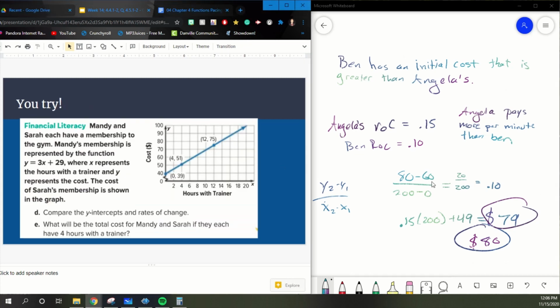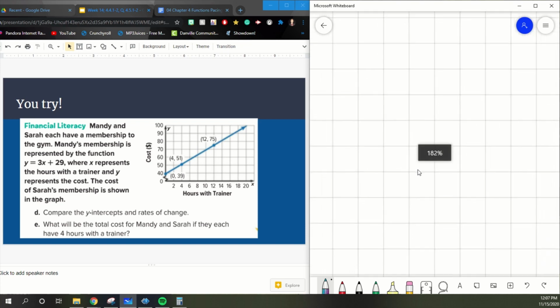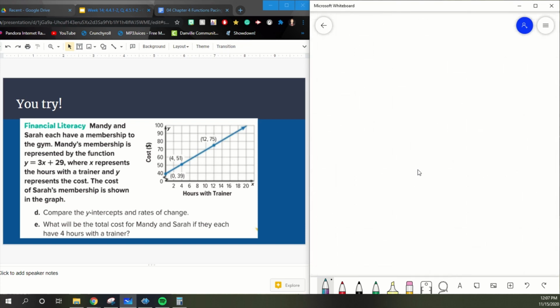So why don't you try this example, and then we'll go ahead and go over it. Mandy and Sarah each have a membership to the gym. Mandy's membership is represented by the function y equals 3x plus 29, where x represents the hours with the trainer and y represents the cost. The cost of Sarah's membership is shown in the graph. Compare the y-intercepts and rates of change. What will the total cost be for Mandy and Sarah if they each have 4 hours with the trainer? So to start off, I'll give you a second to pause the video and solve it. Alright, you should have enough time to pause the video and solve it.